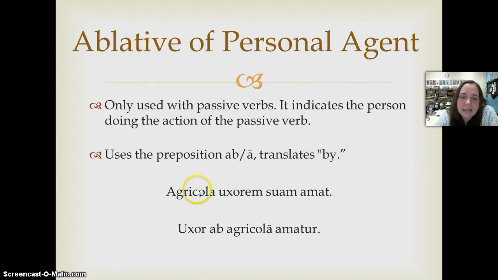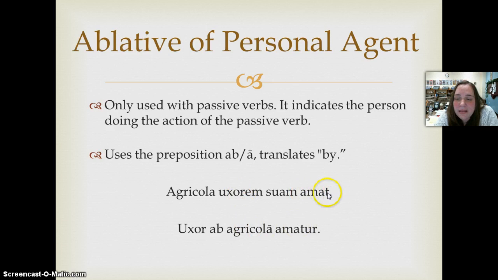In the first sentence, agricola uxorem suam amat, we have an active verb, amat, third person singular, so the subject is agricola, and then we have our direct object. The farmer loves his wife, right?